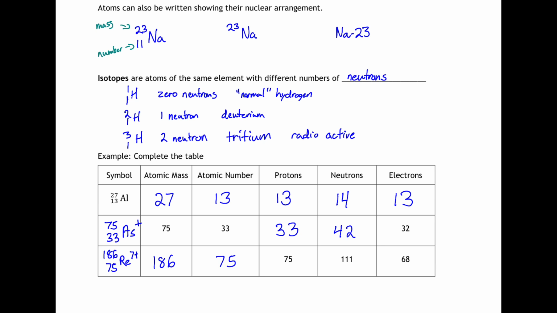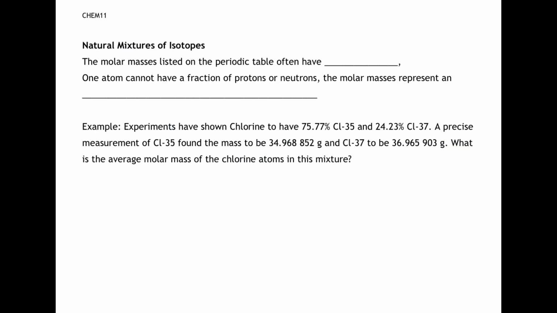All right, the next page is the only thing you may not have seen before. So let's look at it. We're looking at the natural mixture of isotopes. On the periodic table, all the masses listed have decimals in them. Like iron does. Iron is 55.847 grams per mole.